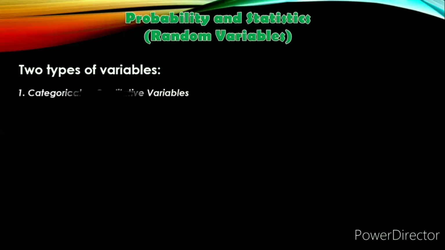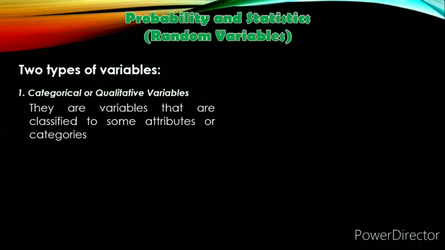Okay, next. So we also have two types of variables. The first type of variables is categorical or qualitative variables. When we talk about categorical or qualitative variables, these are the variables that are classified into some attributes or categories.